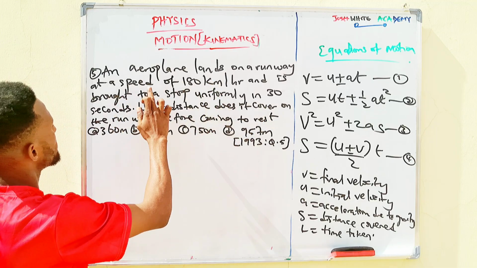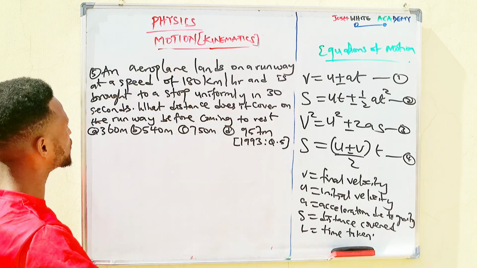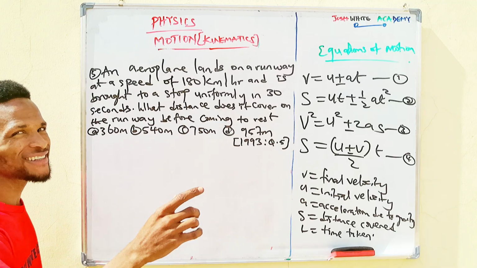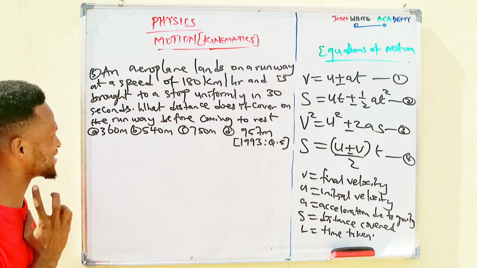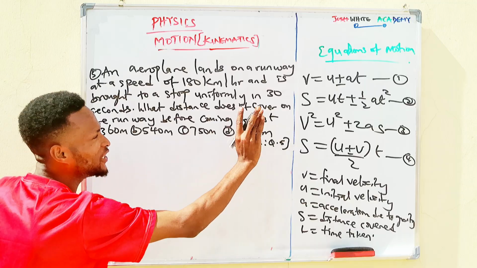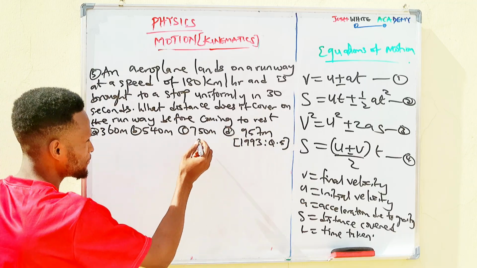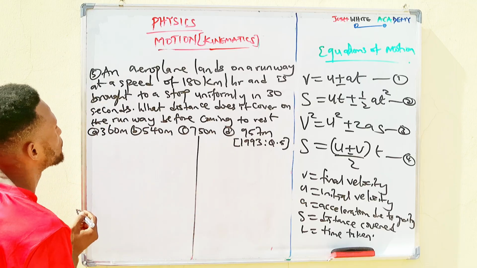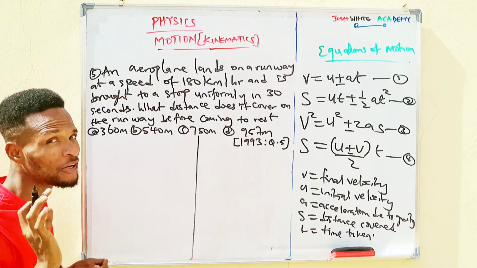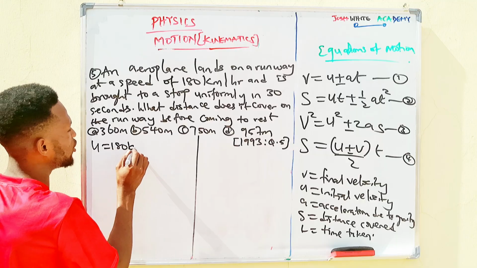They said brought to a stop. The aeroplane brought to a stop. Meaning our final velocity will be what? Yes, 0. So we have been asked to find the distance it covered before coming to rest. So now let's write down our data. Our speed, in this case, don't forget, is always our velocity. That's our initial velocity. U is equal to 180 kilometers per hour.